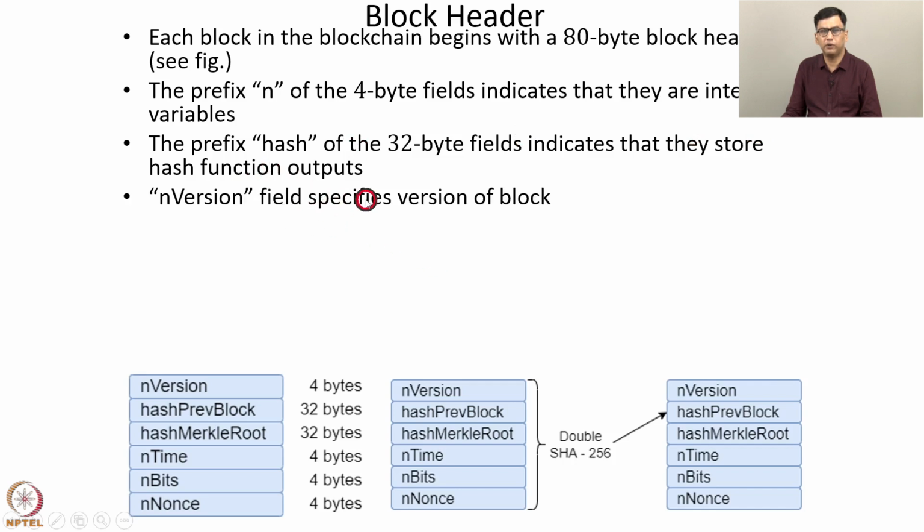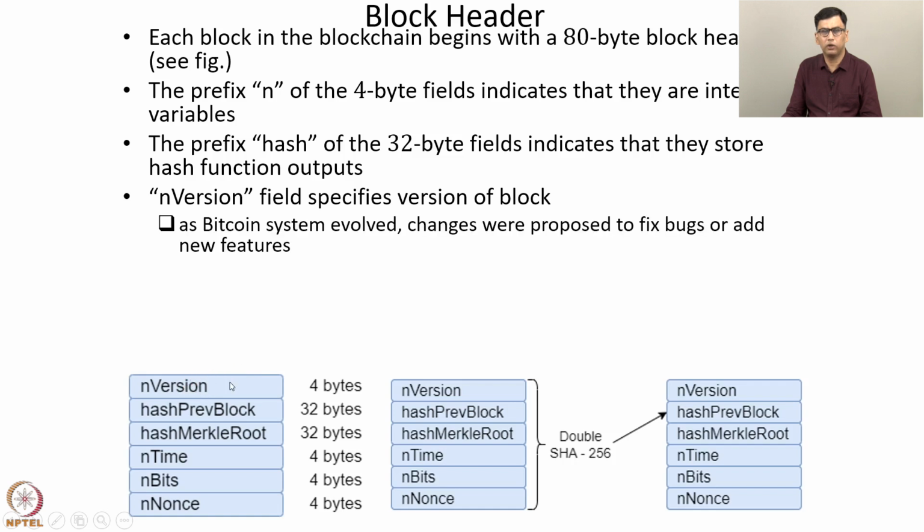The nVersion field specifies the version of the block. We have discussed that there are different versions of the Bitcoin system. So, nVersion stores the particular version of this block. As the Bitcoin system evolved, changes were proposed to fix bugs or to add new features. So, the version kept on changing each time.